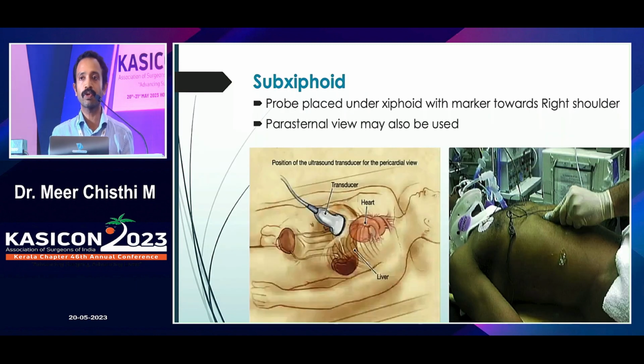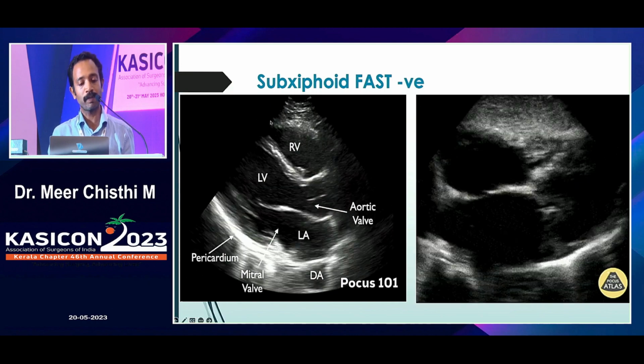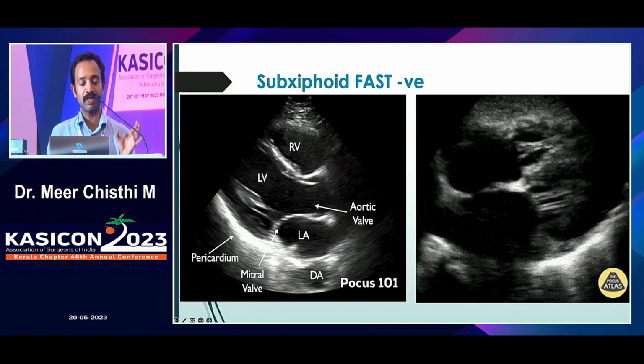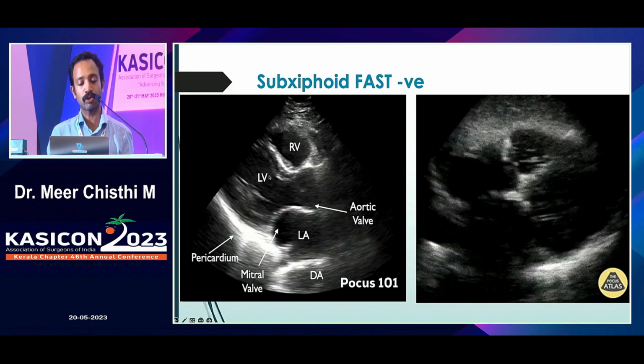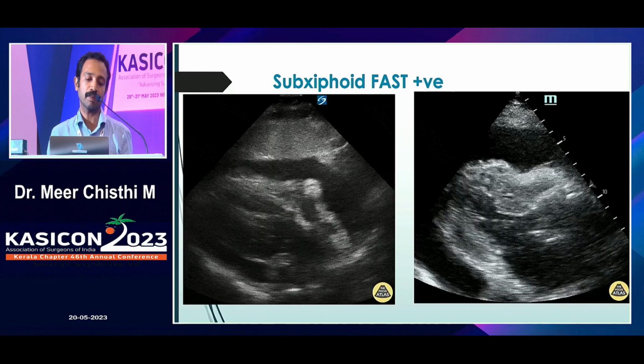So now you move your probe just below the xiphoid process, place it directed towards the right shoulder, and the probe almost parallel to the skin surface. Here the idea is to look and pick up a pericardial tamponade. If this view is not diagnostic enough, you can go for a parasternal view also. The normal subxiphoid view, where this is the liver and you are looking at the interface between the liver and the heart. You can see both ventricles and atria with no fluid surrounding the cardiac chambers.